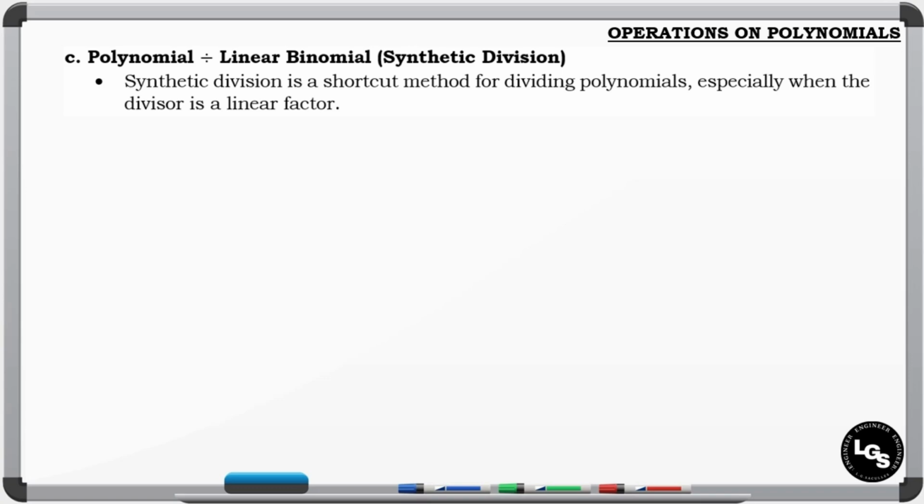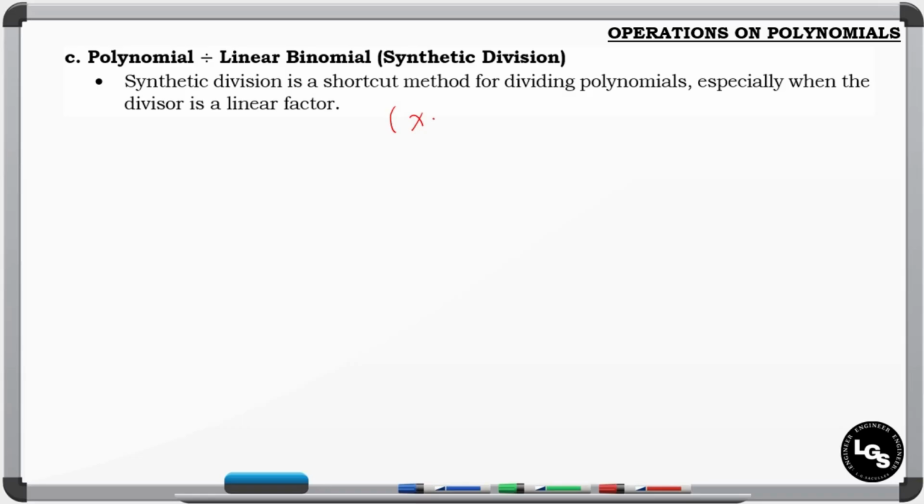Next is the polynomial divided by a linear binomial. If we have a divisor that is a linear binomial, we can use synthetic division. It's like a shortcut. If we say linear binomial, take note that with the binomial, there should only be two terms. But it also says linear. If we say linear, it is in the form of a line equation, so the highest degree should be 1.